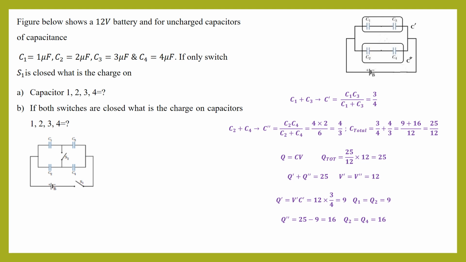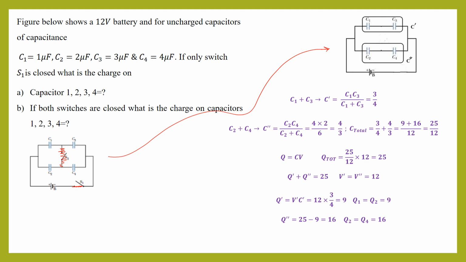Here we have another nice example about this topic, when capacitors are connected in series and parallel, everybody. So we have this combination of capacitors and the value of each capacitor is given. Here we have two switches, S1 and S2. In part A, they ask what happens if only the switch S1 is closed. When S1 is closed, this one is open, then you can ignore it.